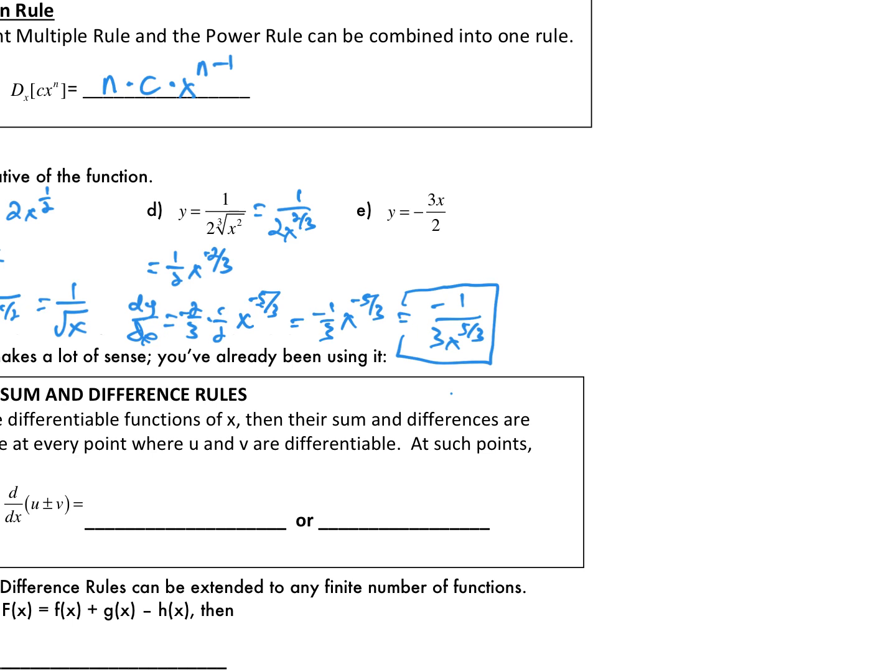All right, last one, and I think you're going to find this one is a lot easier to handle. When we have negative 3x over 2, we can just simply write it as negative 3/2 times x. They mean the same thing.